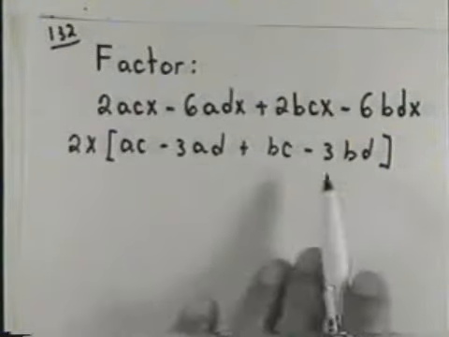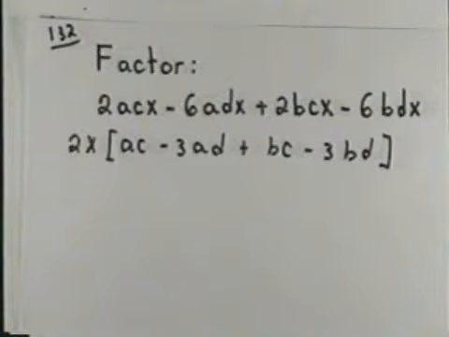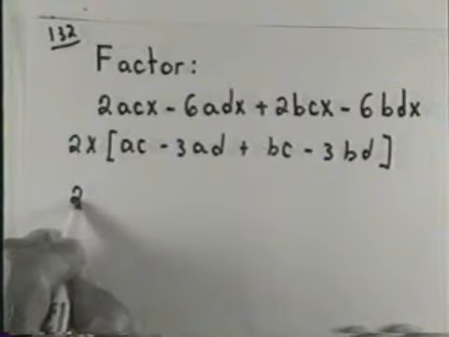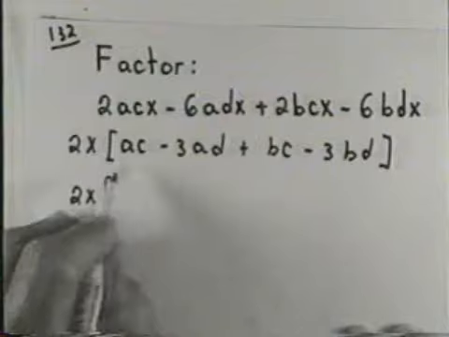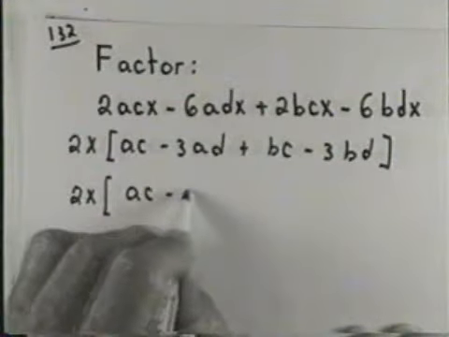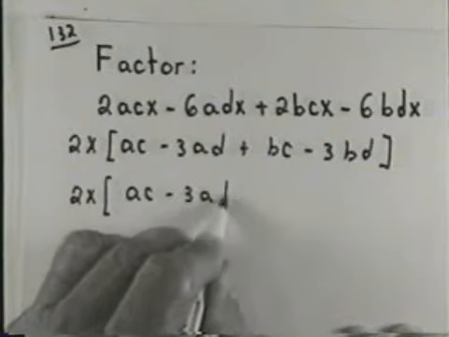I have more than 3 terms. So since I have more than 3 terms, let's try to group. I'm going to leave the 2x, but I'm going to try to group inside my brackets. I'm simply going to group the way I have them first.